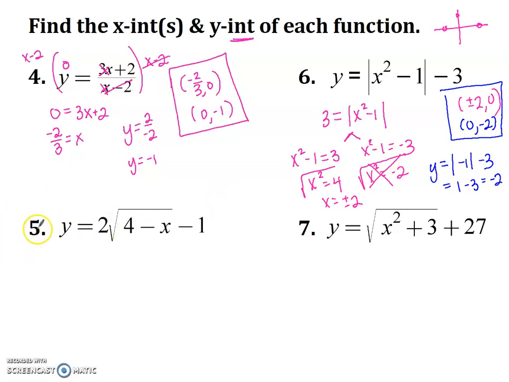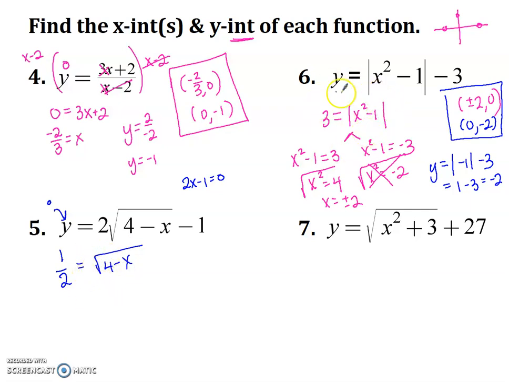Now, solving a square root function, you first want to isolate the square root. So when I'm finding my x-intercept, plugging a 0 in here, I need to get rid of everything on the outside of the square root. So you want to add the 1 first. Think of it as if you were solving like 2x minus 1: you would add 1, divide by 2. Same thing here. So move the 1 over, divide by 2, and then we can get rid of the square root.